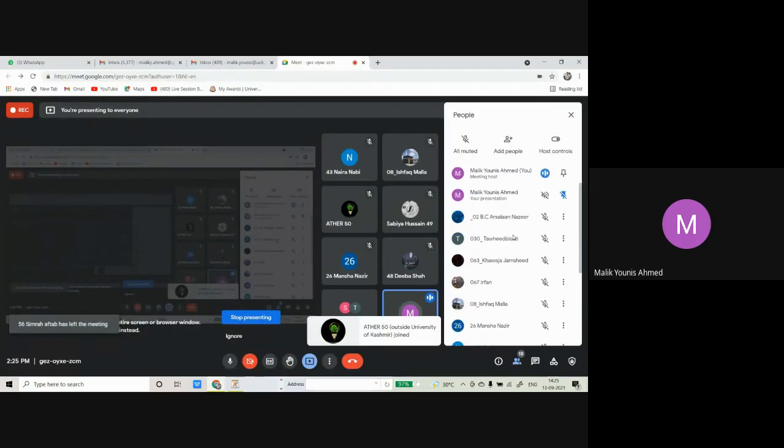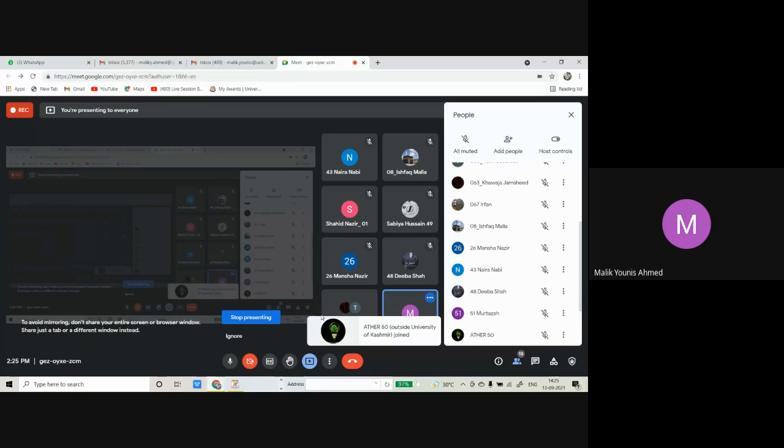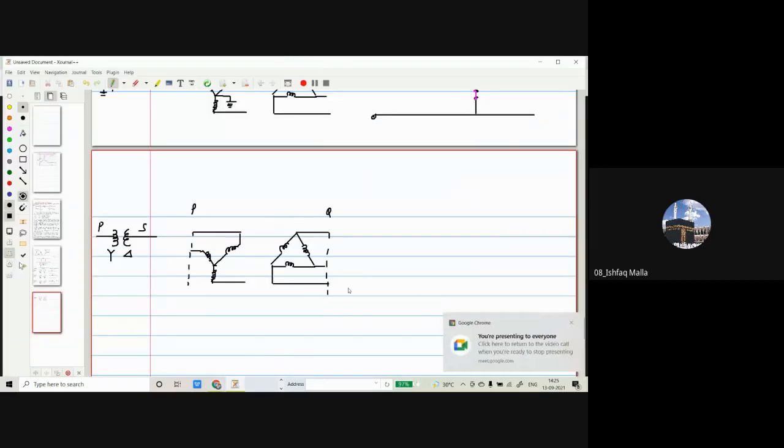Roll number 8, Ishfaq. Yes, sir. Okay, can you tell me how I will draw the zero sequence network? Primary is star connected, secondary is delta connected. What will happen? Sir, 1 and 2 will be closed in case of star.